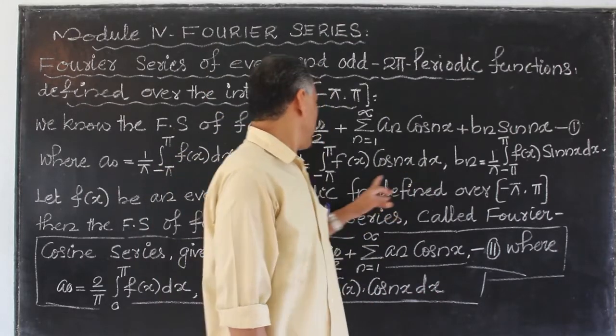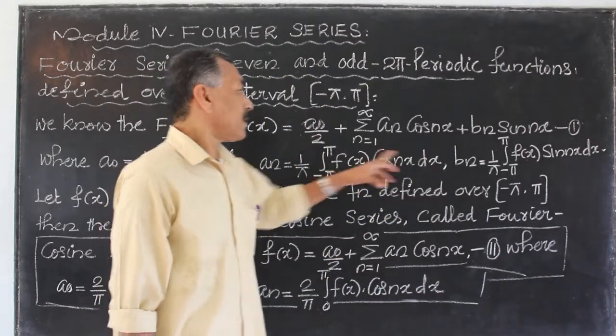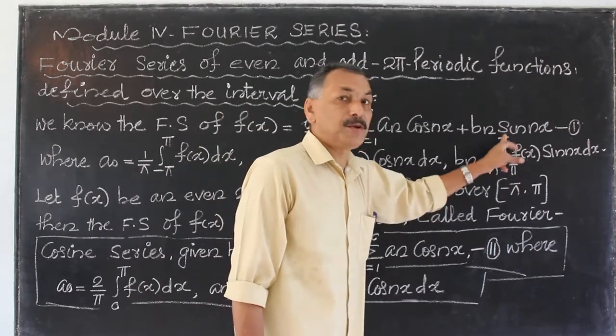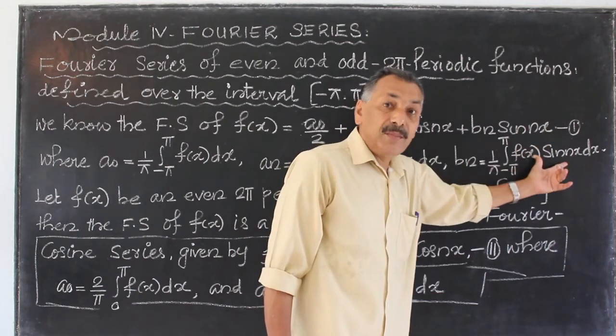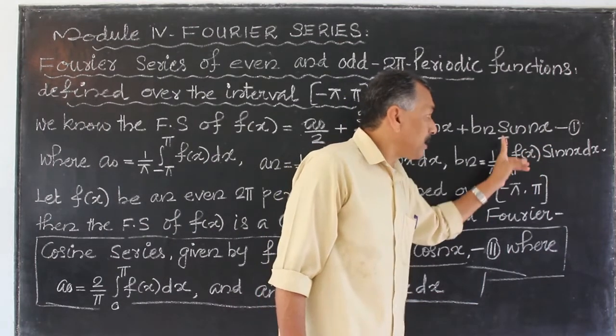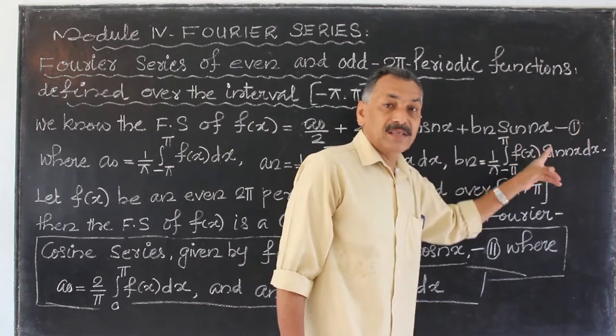Minus pi to pi, the value bn is equal to 1 by pi integral minus pi to pi f(x) into sin nx dx. This is odd. By the odd property, integral minus pi to pi f(x) dx is equal to 0.